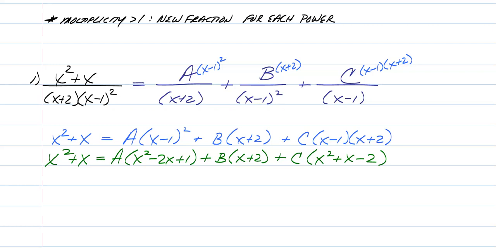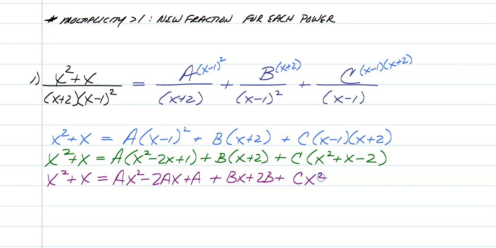Next thing we're going to do is distribute. So we're going to have x squared plus x is equal to ax squared minus 2ax plus a. Distribute your b, and you're going to have bx plus 2b. Plus, and then we're going to distribute our c. That's going to give us cx squared plus cx minus 2c. All right, so that part is now done.